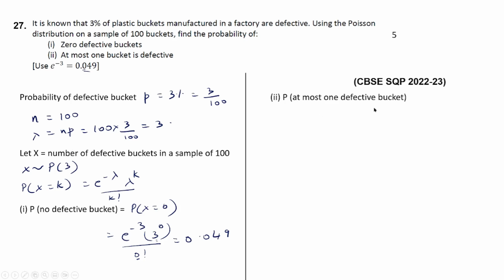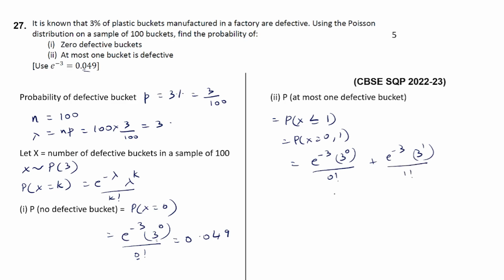Next we have the probability of at most one defective bucket. It is the probability of X less than or equal to 1. So it is the probability of X equal to 0, plus X equal to 1. So it is e raised to minus 3, 3 raised to 0 by 0 factorial, plus e raised to minus 3, 3 raised to 1 by 1 factorial. Here e raised to minus 3 is common, which can be taken outside. Inside the bracket we have 3 raised to 0 is 1, plus 3 raised to 1 is 3. e raised to minus 3 is 0.049. So it is 0.049 into 4, which is 0.196. So the probability of at most one defective bucket is 0.196.